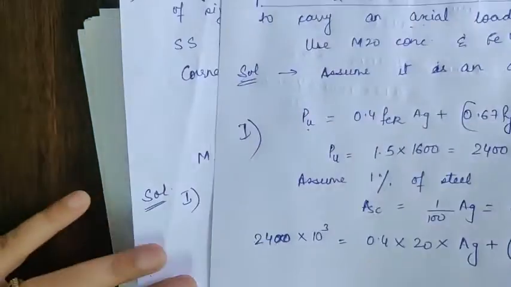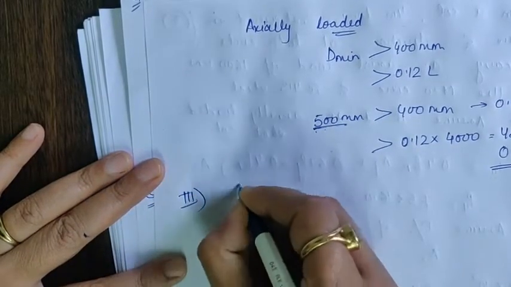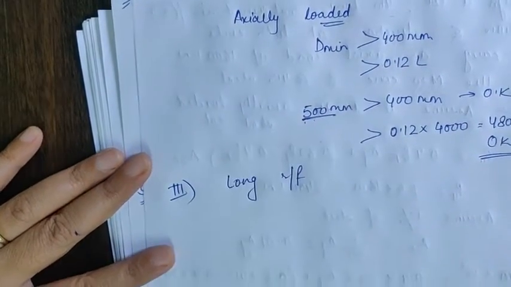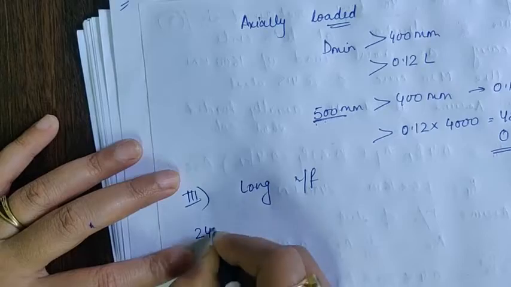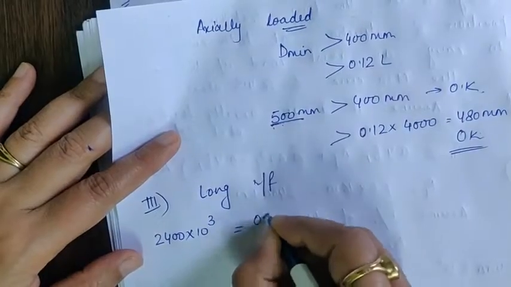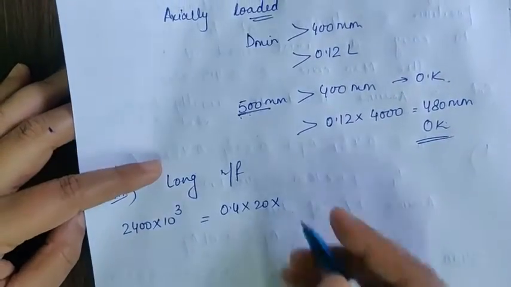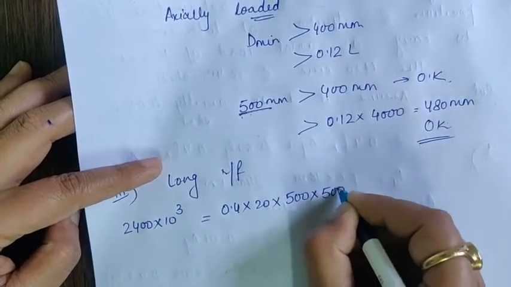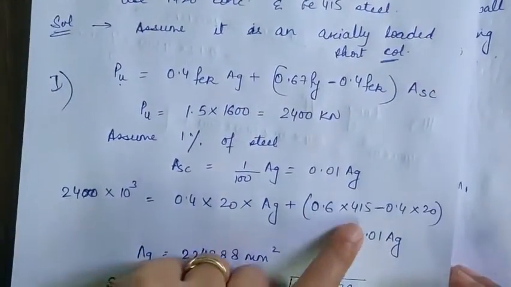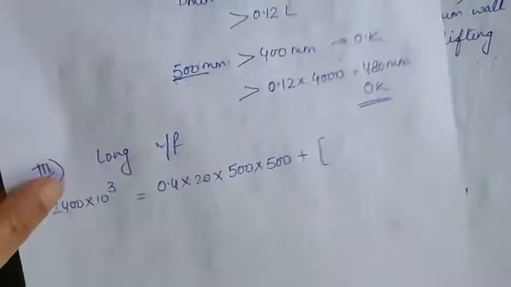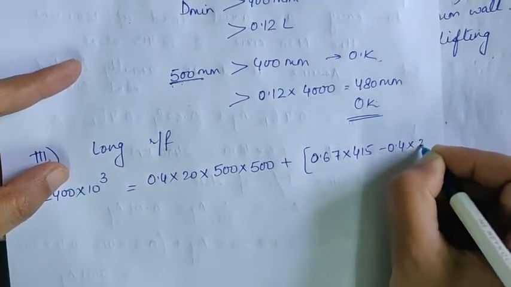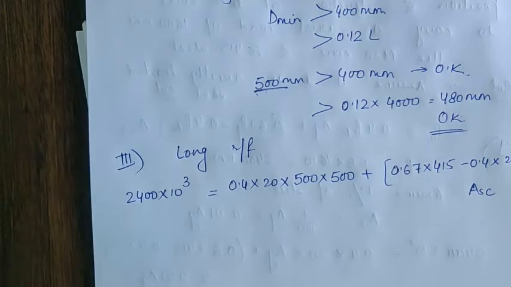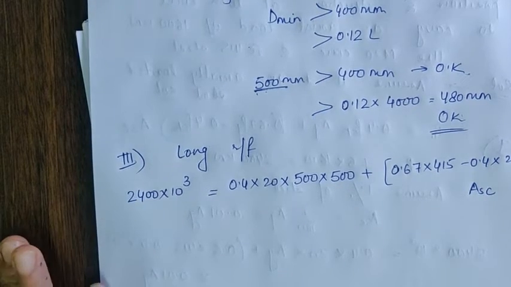So next step is longitudinal reinforcement. Now for this, I will again use the same formula. 2400 into 10 raised to power 3 is equal to 0.4 into 20 into AG. Now we have provided 500 by 500, plus 0.67 Fy minus 0.4 into 20 into FCK into ASC. Now I will simply find out the value of ASC.